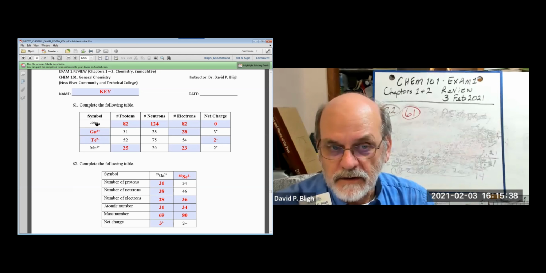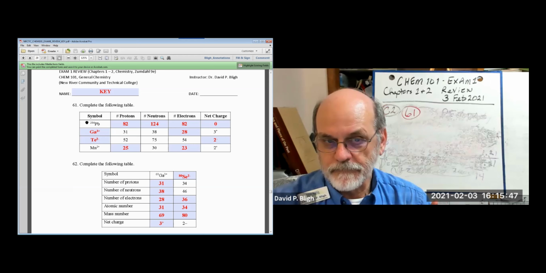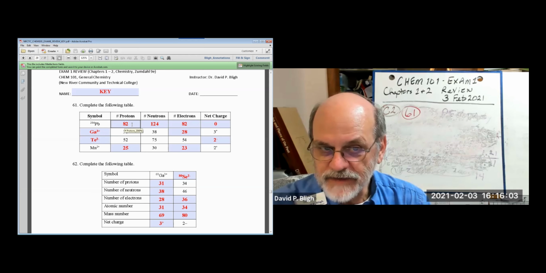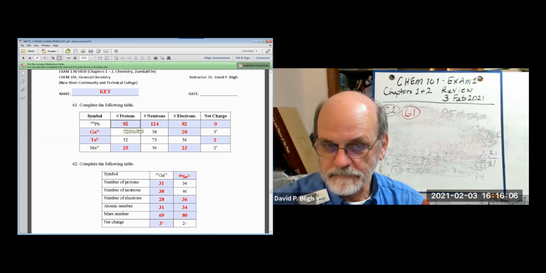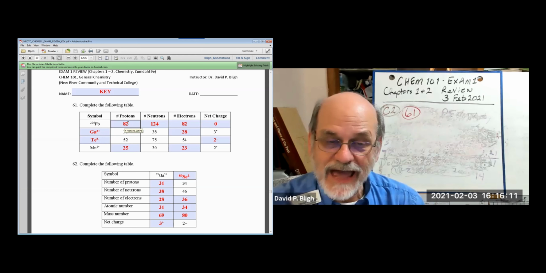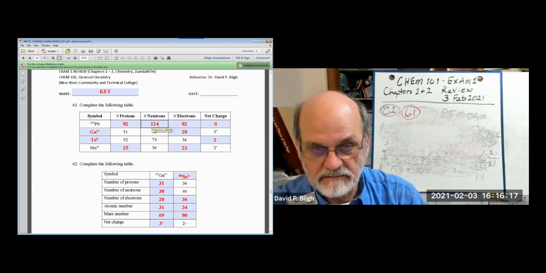Here it is. Pb, which is lead, and its mass number is 206. So how do we get the number of protons from Pb-206? You got to look at your periodic table. Look at lead. What's its atomic number? 82. That's how many protons you have. How many neutrons do you have? 206 minus 82 is 124. All right, so far so good.